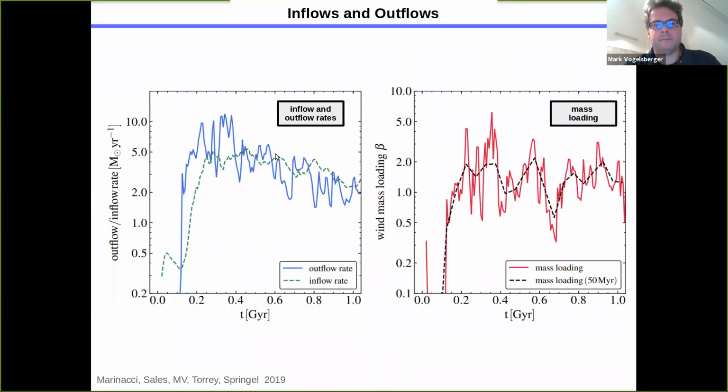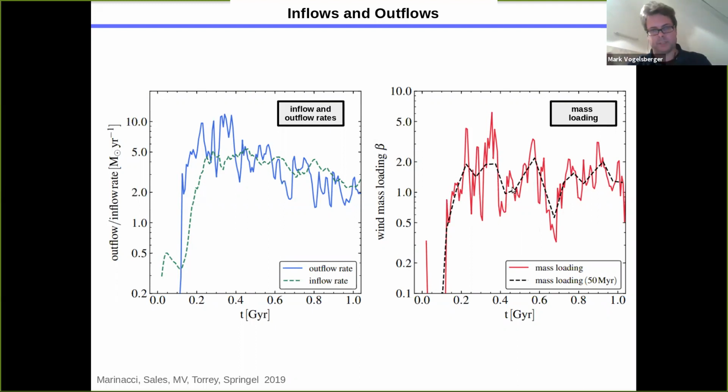Okay, and then of course you can also measure this. So these are, for example, the outflow and inflow rates for these isolated galaxies in units of solar masses per year. And you can also look at what is even more interesting, the wind mass loading, which is often just called beta here, again as a function of time. And this is a Milky Way-like galaxy in terms of its setup and its mass, and you can see that it hovers between 1 and 2 here, which is what we believe is a realistic wind mass loading for that kind of system.